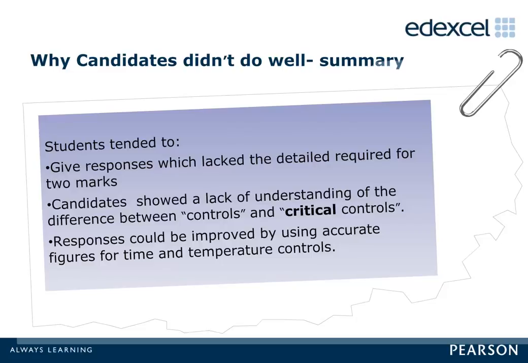To summarise, some candidates were unable to make the distinction between a critical control point and a control point. Safety of the consumer is key when identifying a CCP, whereas the quality of the product would be the purpose of most controls. At AS level, it is expected that students would be able to give accurate times and temperatures for storage, chilling, cooking, etc.